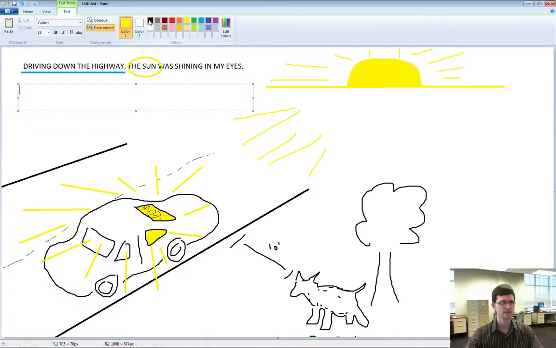Yellow text is not easy to read. There we go. Driving down the highway. In order to make the sentence work, the next word needs to be I.